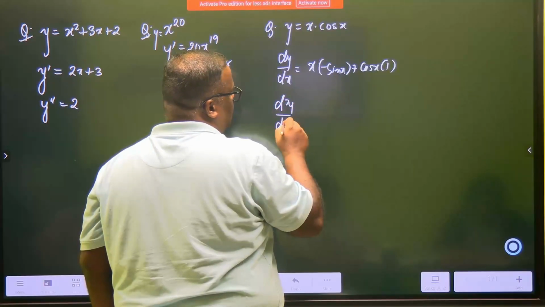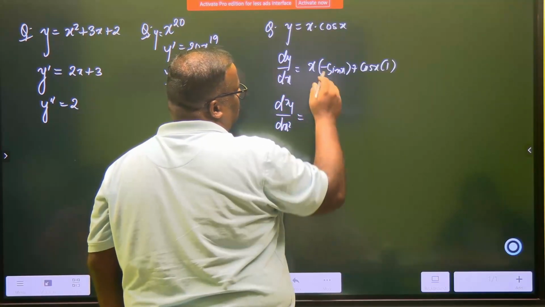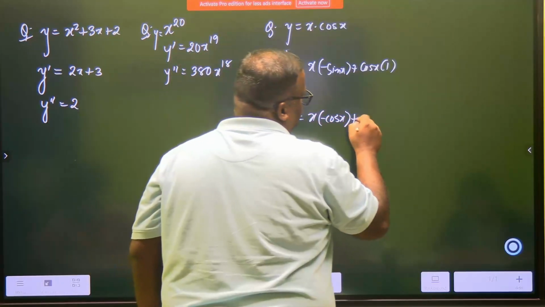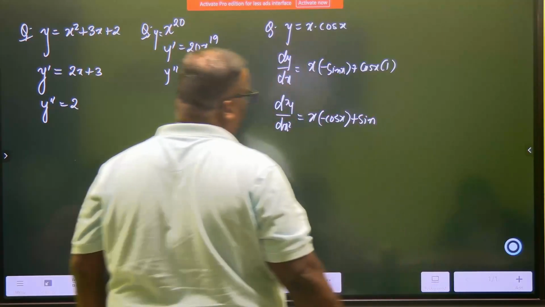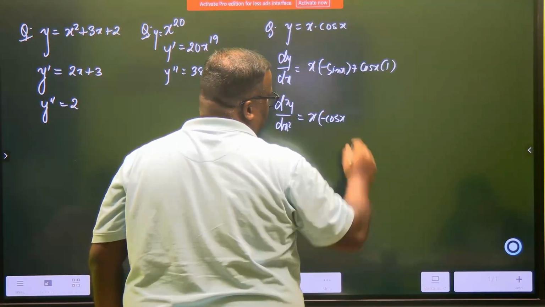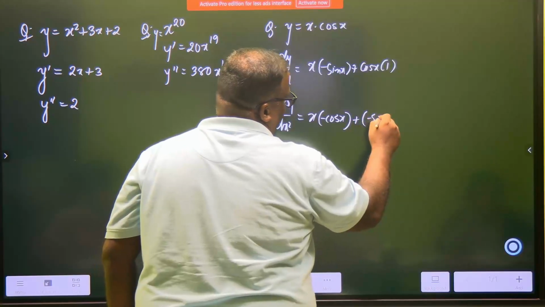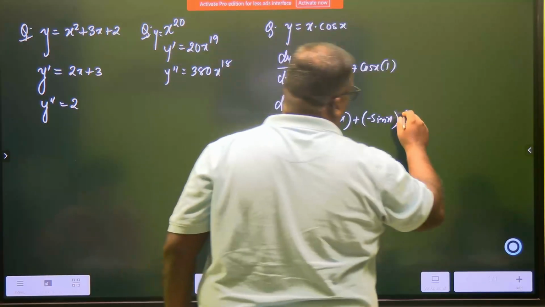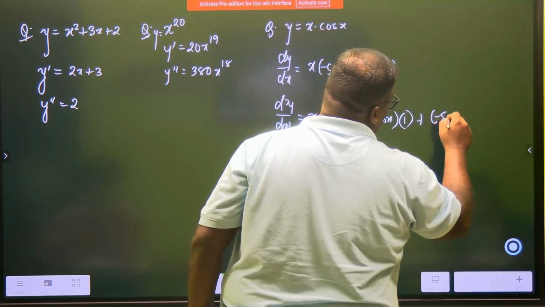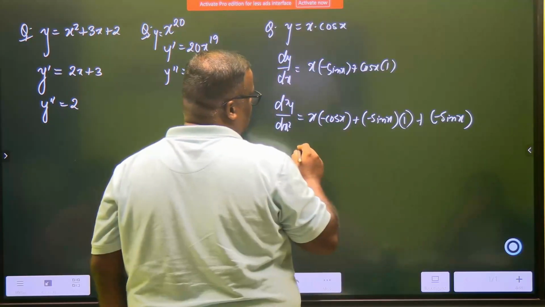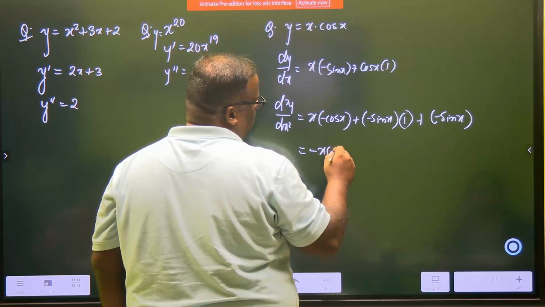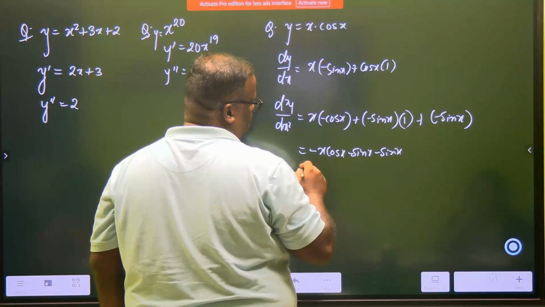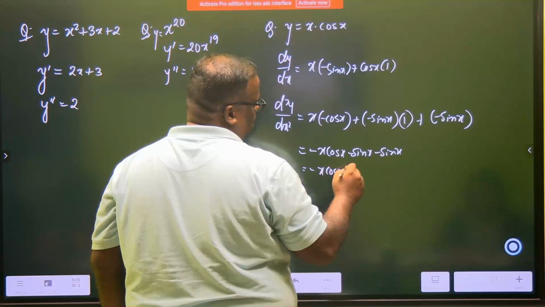d2y by dx2 will be x. Now again this one, x into negative cos x plus sine x. So instead of plus, we have a minus. So this is plus negative sine x multiplied by ddx of x, which is 1, and then we further differentiate this, which is negative sine x. So your answer finally would be negative x cos x, negative sine x, which is negative x cos x, negative 2 sine x.